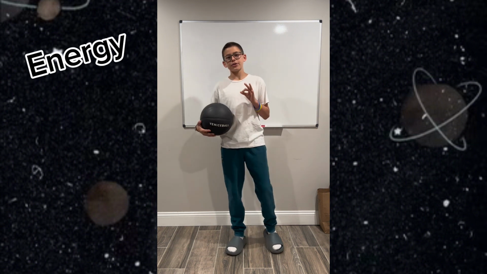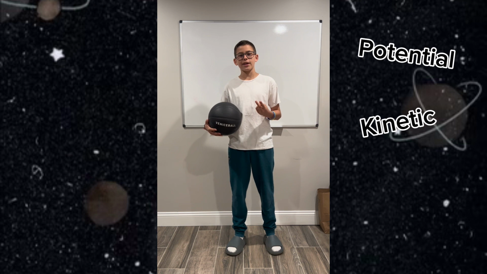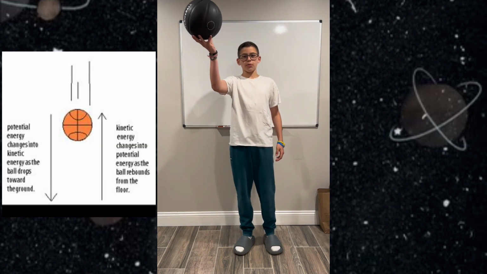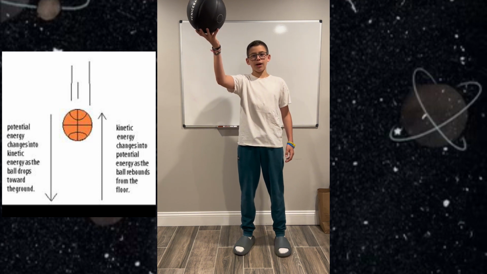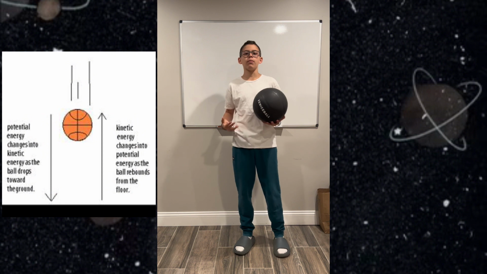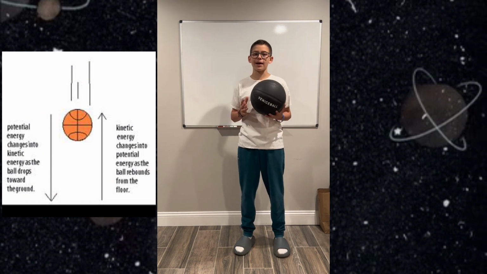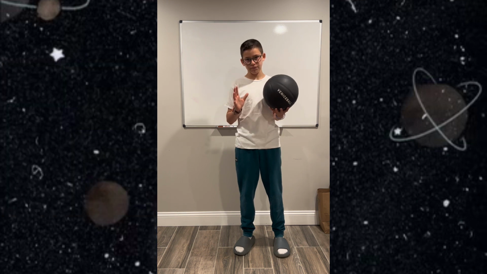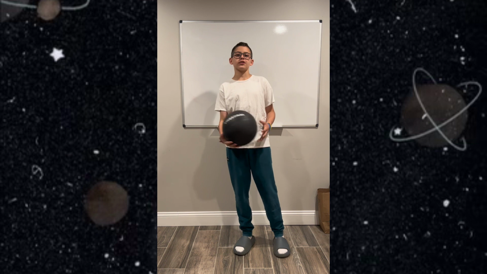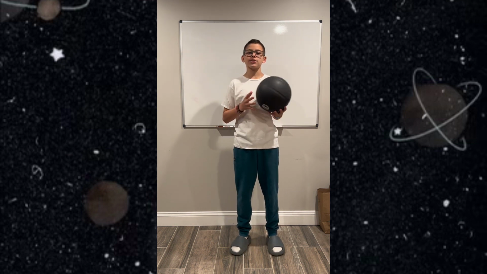Energy. There are three types of energy, just like Nicholas said earlier: potential, kinetic, and thermal. The basketball starts with potential energy, and as it drops, it converts into kinetic energy. When the ball bounces back up, the kinetic energy turns back into potential energy. When the ball hits the floor, there is friction between the ball and the floor, and that creates thermal energy.